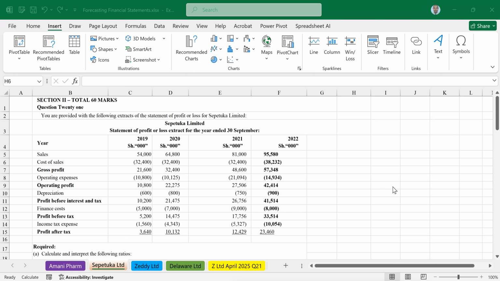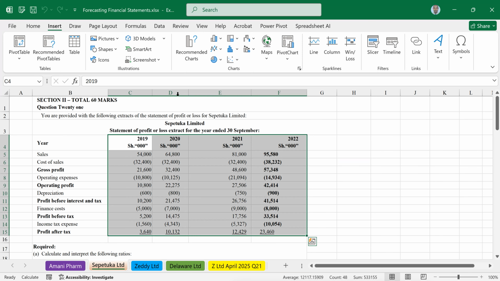Continuation on forecasting financial statements, and the question today will be about Sepetuka. Sepetuka Limited has presented the following statement of profit or loss for the years ended 30th September 2019, 2020, 2021, and also 2022. So these are the presented financial statements for Sepetuka Limited in terms of the statement of profit or loss.